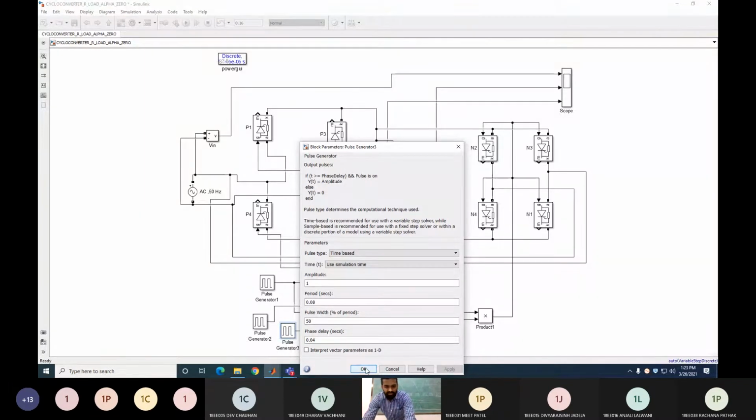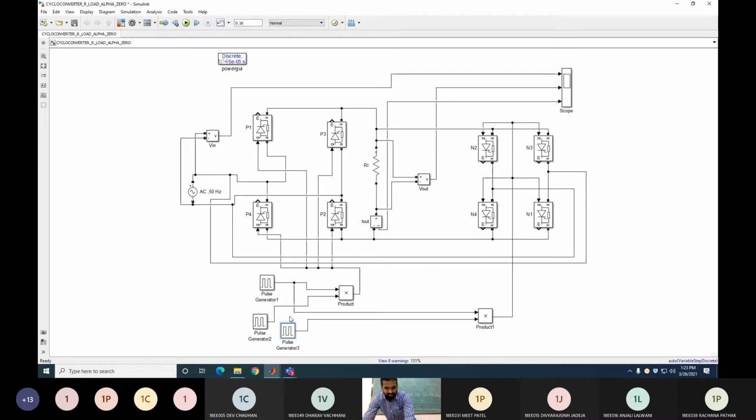Clear? So that whenever both pulse generator 1 and 3 are multiplied by this product, the output of this product will apply to all these 4 negative group thyristors. Clear? So in this case, what will happen? Only and only in the third and fourth cycle of your supply, you get the gate pulse for all these 4 thyristors, so that it will give the negative output voltage across the load side. Now let's check the simulation result so that we can clearly get the idea about it.